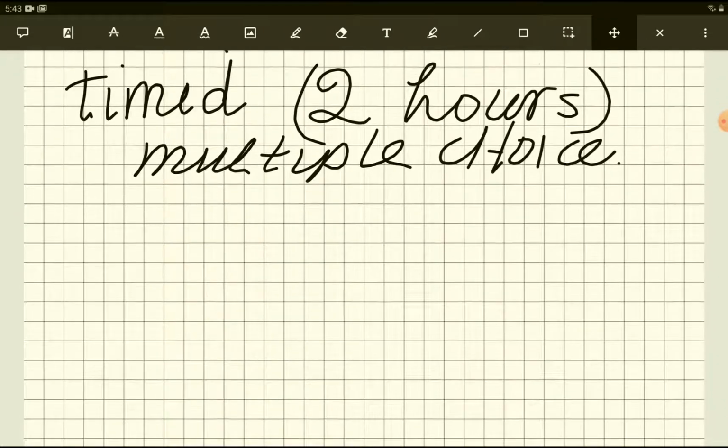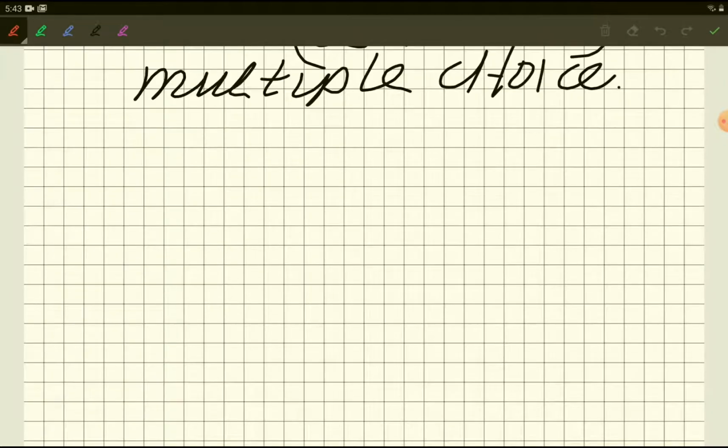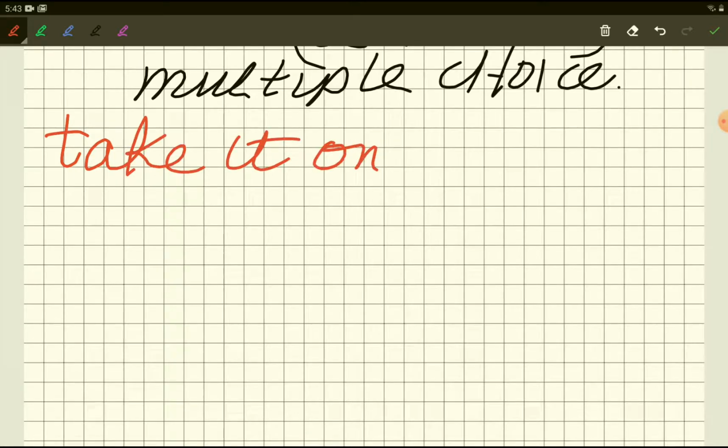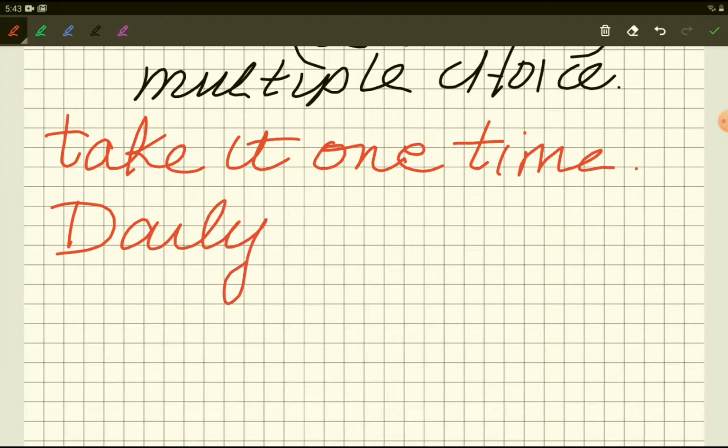Okay, another thing. You can only take it once. I am going to classify it as a single daily grade. It is not the end of the world if you don't make 100 on this test. Okay? It's going to be all right. Again, I just want you to try your best.